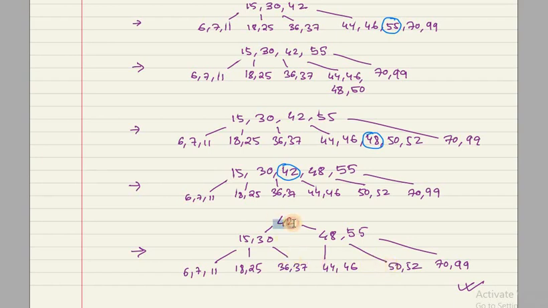We have the root node of 42, then we have the next level of 15 and 30 and 48 and 55, then we have the next level which consists of all the leaf nodes, 6, 7, 11 up to 70, 99. If we consider each collection of elements as a node, how many nodes do we have? We have 1 node, 2, 3, 4, 5, 6, 7, 8, 9 nodes with us. And how many leaves are there? We have 1, 2, 3, 4, 5, 6.